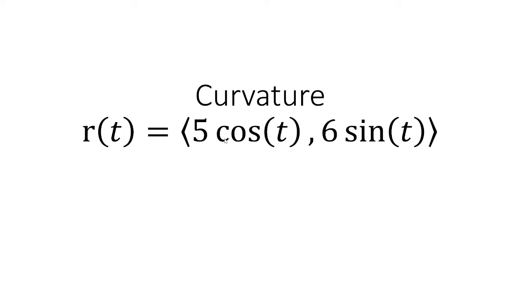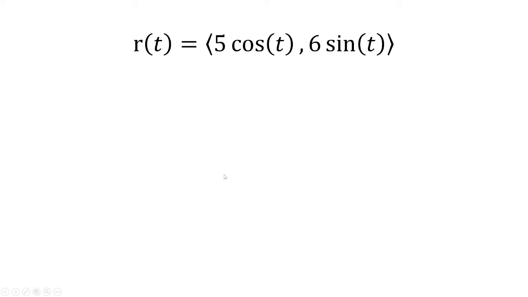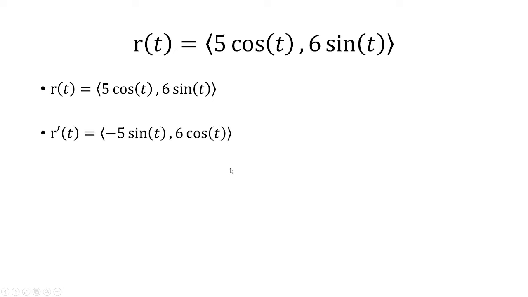In this video, we want to find the curvature of r of t equals 5 cosine of t comma 6 sine of t. Now, we're given r of t. Let's find r prime of t. We're going to take the derivative of 5 cosine of t to get negative 5 sine t, and then the derivative of 6 sine t is 6 cosine of t.